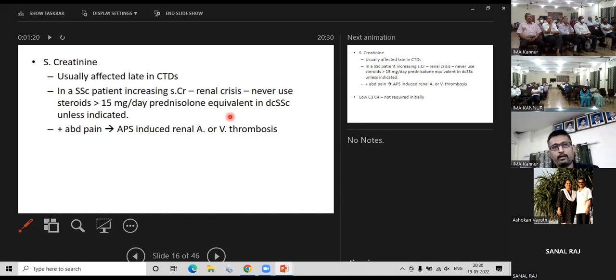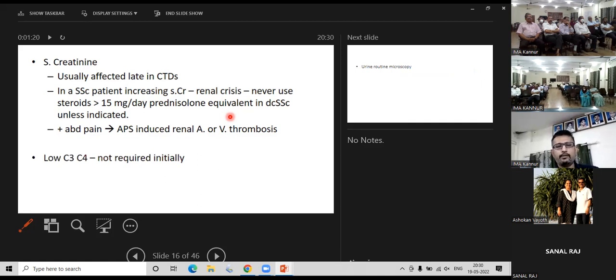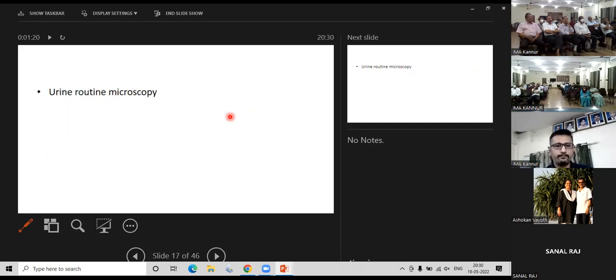When serum creatinine is increasing along with abdominal pain, also think of renal arterial or venous thrombosis, which could be secondary to APS positivity. Low C3, C4 is another important test showing the deposition of immune complexes, but it could be skipped initially if the other features are there, just to cut down costs.